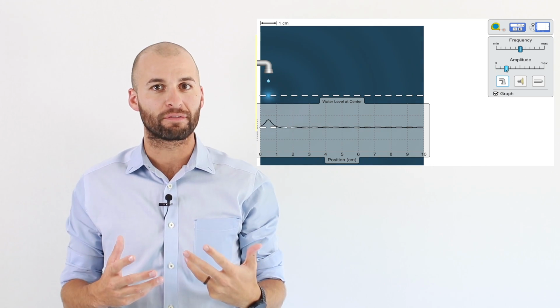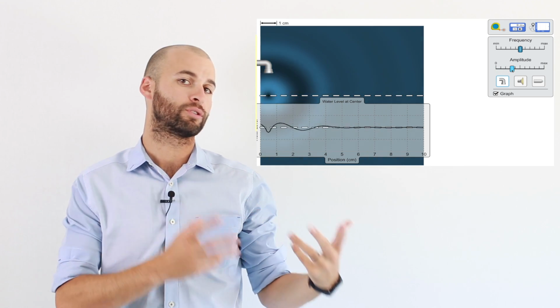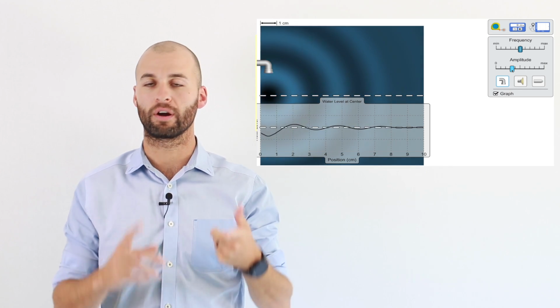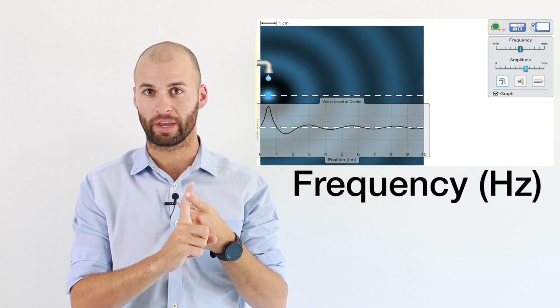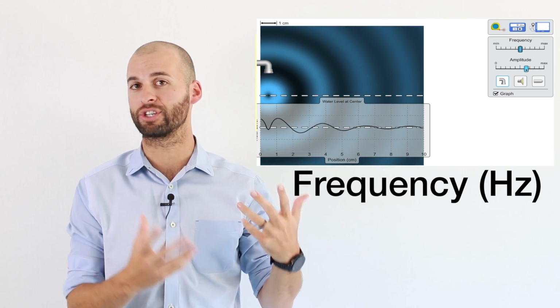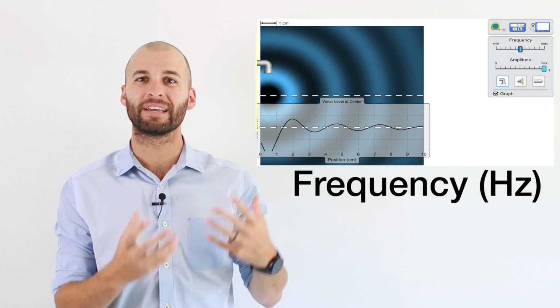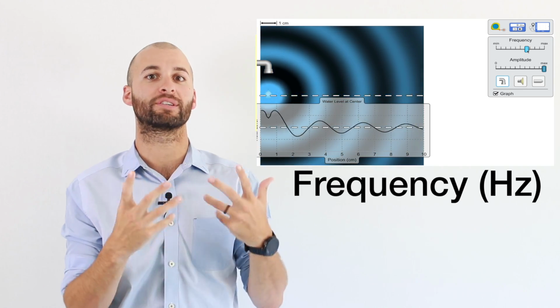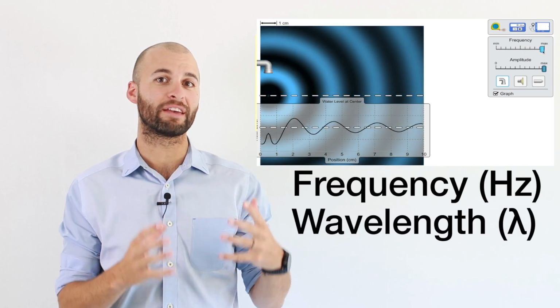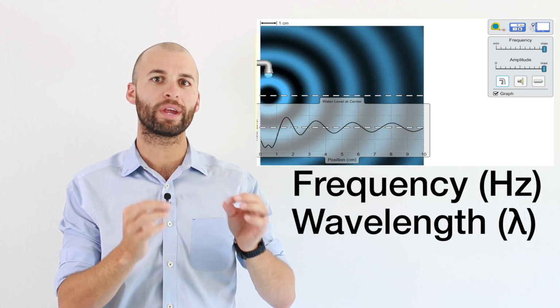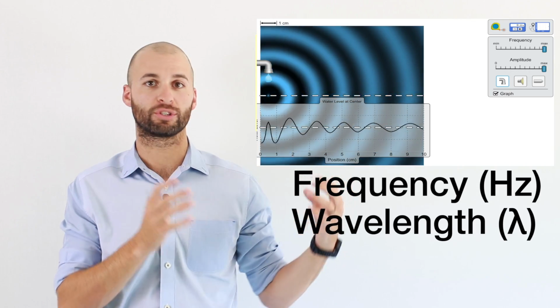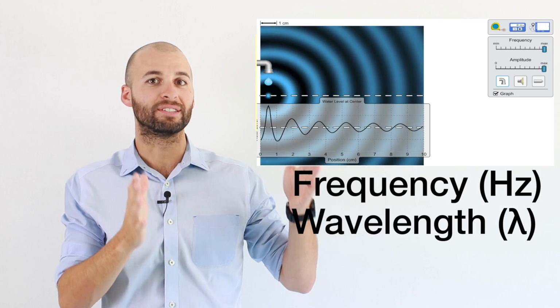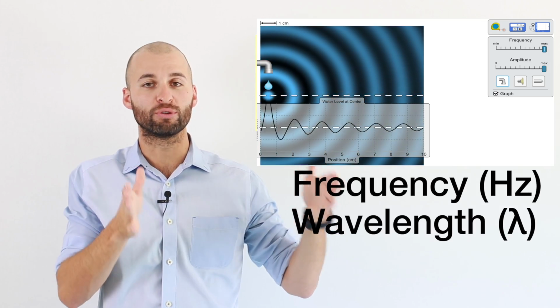Now, characteristics of the wave that you can observe in order to determine the velocity of the wave are the frequency of the wave, measured in hertz, which is just 1/seconds. It's how many oscillations or waves you see per second. The other property is wavelength. That is the distance between two successive peaks or two successive troughs. What is the distance between those two points?